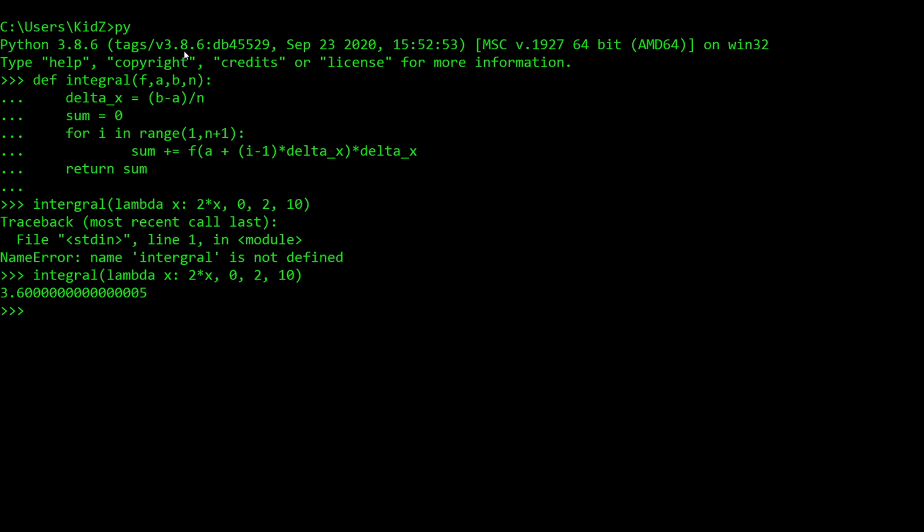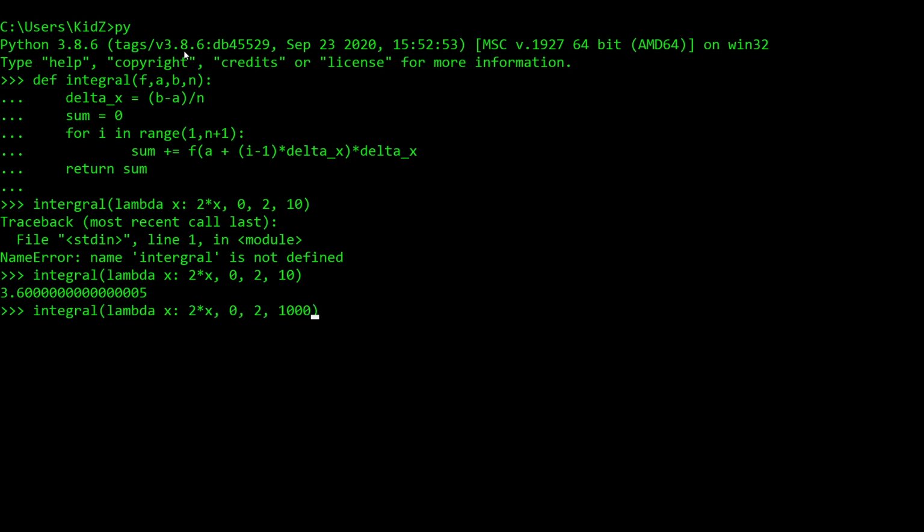Well, we know that f of x equals 2x will create a triangle. So going over 2, the base of our triangle will be 2. The height of our triangle will be 4. 2 times 4 is 8, divided by 2, that's 4. So we should be getting about 4. So 3.6 isn't too off from 4.